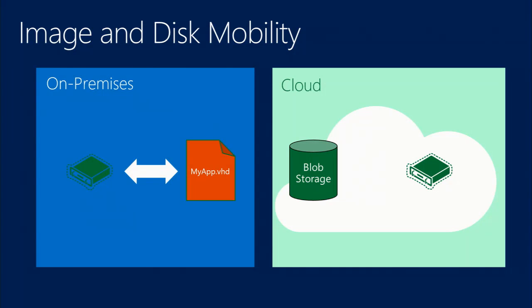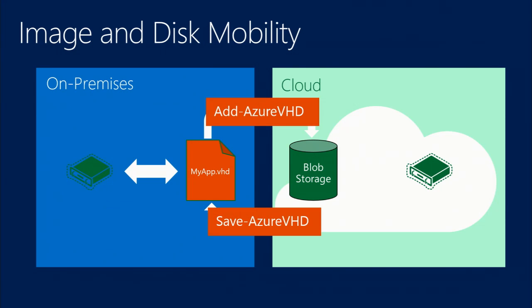Okay, so let's talk a little bit about image and disk mobility. I know this kind of sounds buzzwordy, but really all it means is the ability to get a VHD from your local Hyper-V system, move it up to the cloud, or vice versa, take a VHD that's running up in the cloud and move it down to your local Hyper-V system. So we have two cmdlets to help you with this. First one is Add-AzureVHD, and the second one is Save-AzureVHD.